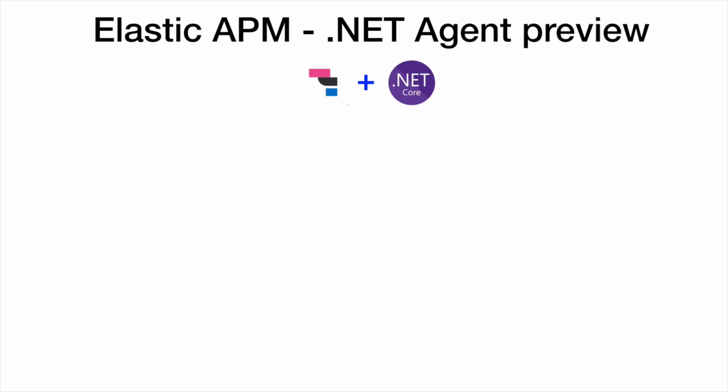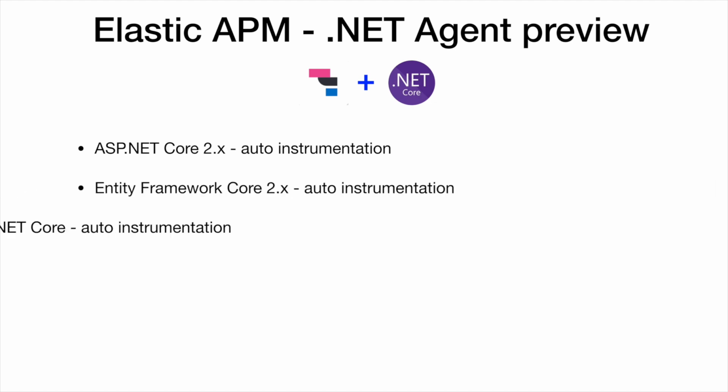Alright, now based on the data, this is what we target in this preview version. We have auto instrumentation for ASP.NET Core, Entity Framework Core, and for outgoing web requests with the HttpClient class.